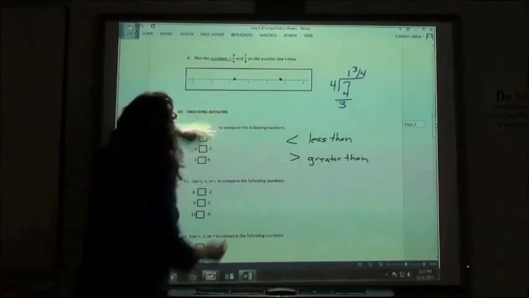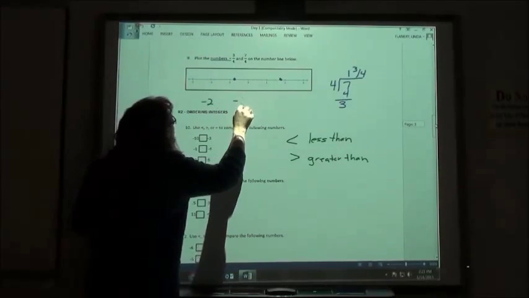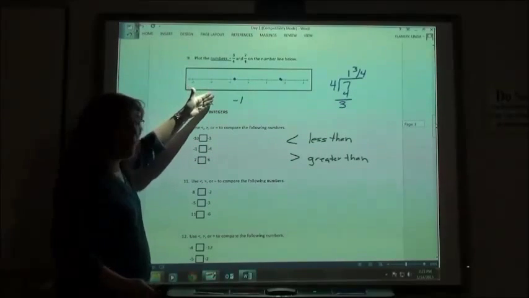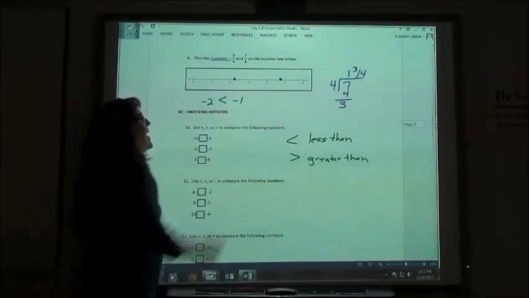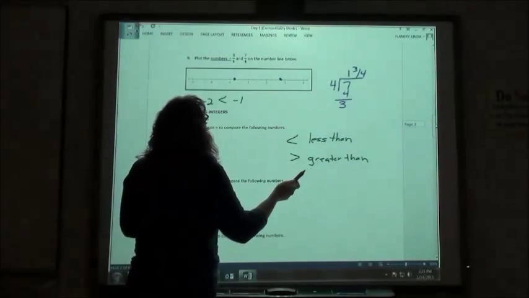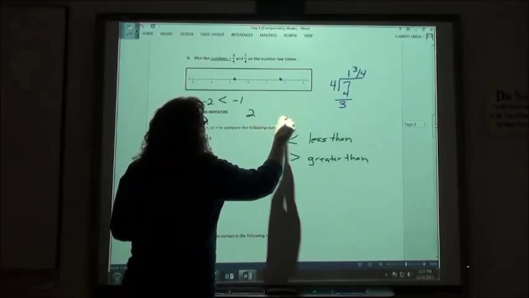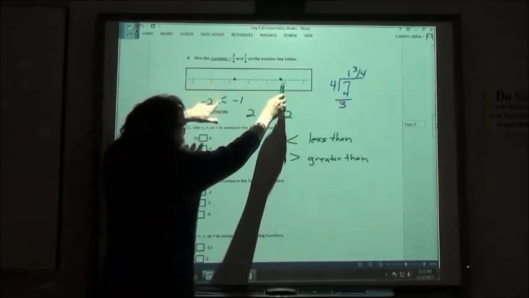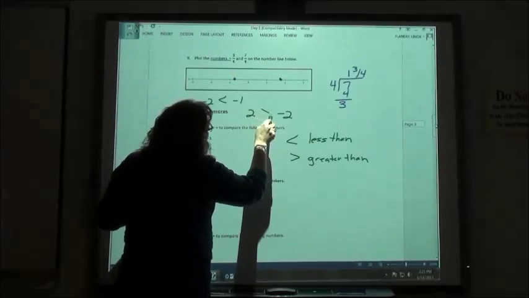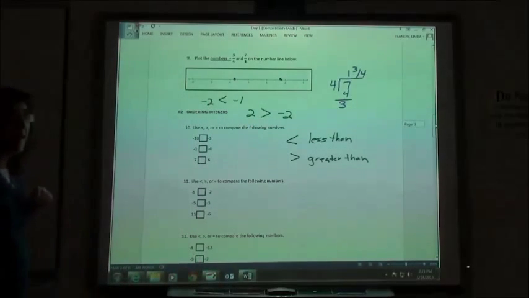If I'm thinking about -2 compared to -1, -2 is on the left of -1. It's going to be less than. If I were comparing, let's say, 2 to -2, 2 is on the right of -2, and it's positive compared to a negative, it's going to be a greater than.